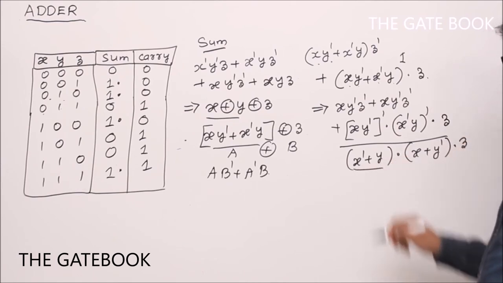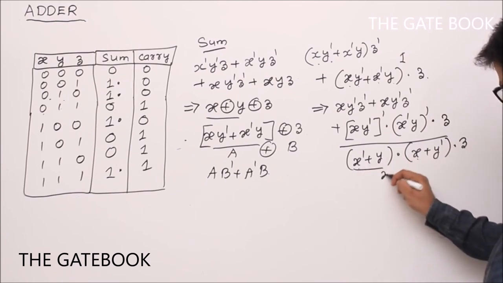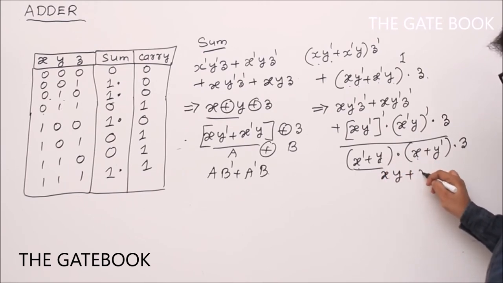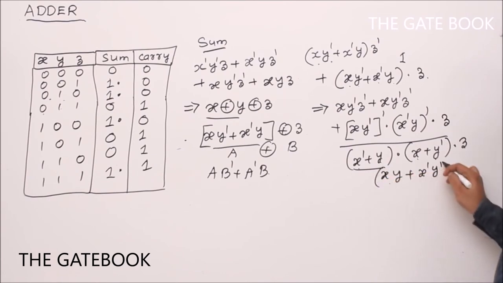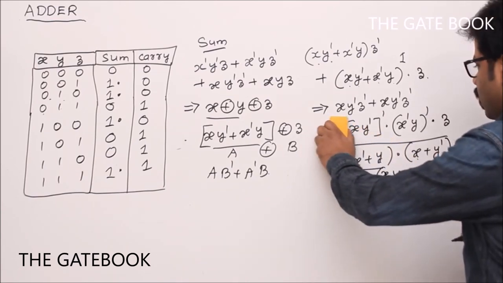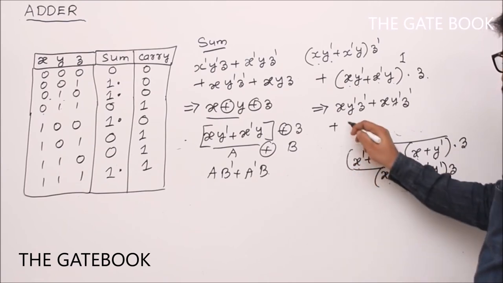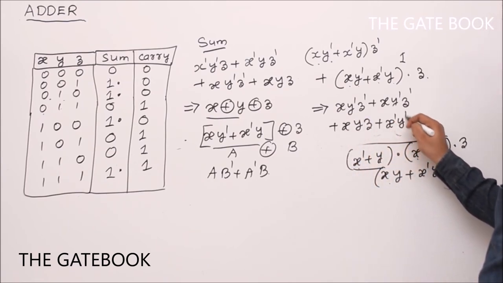See, again here, x bar plus y into x plus y bar. If I do first, x into x bar is 0, x into y is x y, plus y bar into y is 0, plus y bar into x bar is x bar y bar. You get x y plus x bar y bar into Z. Then what happens? It would be x y z plus x bar y bar z. Let me replace here. So this entire part would be x y z plus x bar y bar z.